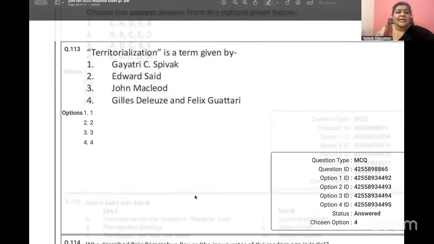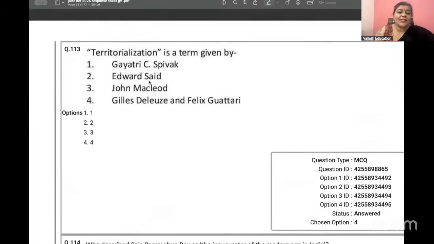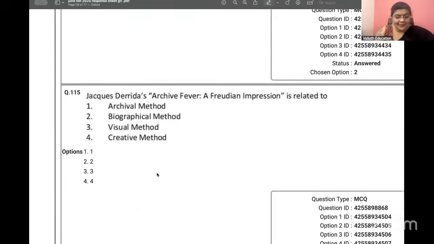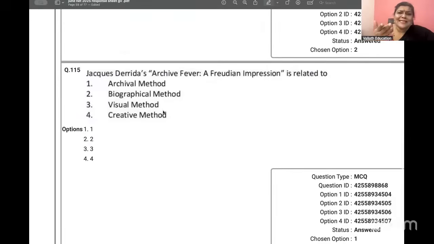All right. Territorialization and deterritorialization. Actually, deterritorialization, they said, I think. They always talked about territory. Plateau, rhizome. Deleuze and Guattari. Okay. Who described Raja Ram Mohan Roy as the inaugurator of modern age? Might be Mahatma Gandhi, might be Rabindranath Tagore. You don't know correctly. Not easy. It is Rabindranath Tagore. Now, this is a silly question. Even school children will write.